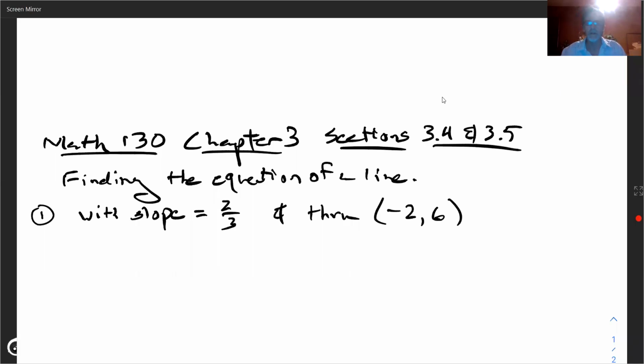Hey boys and girls, this is going to be a video on how to find the equation of a line. I'm going to do probably 3 quick examples on how to do it, and I'm going to do it the same way every time. Okay, so hopefully this helps.